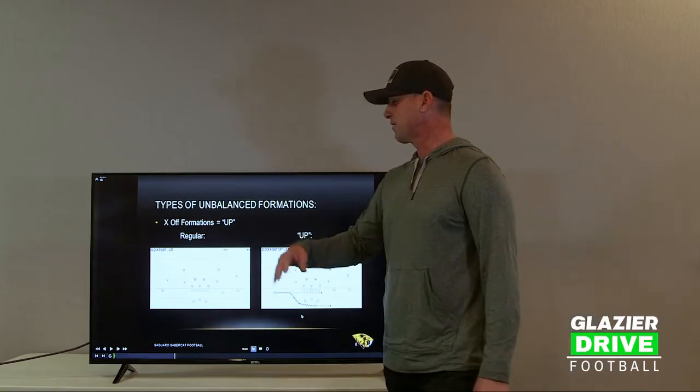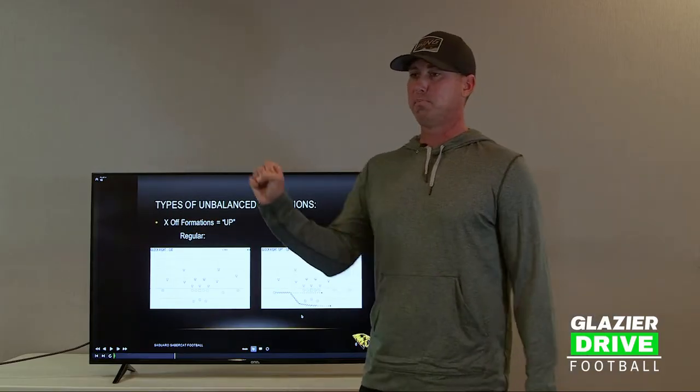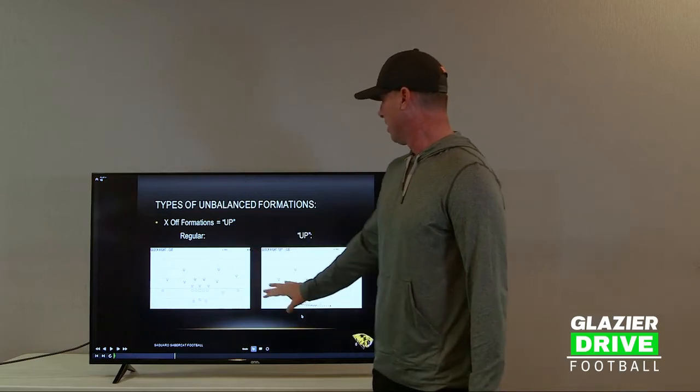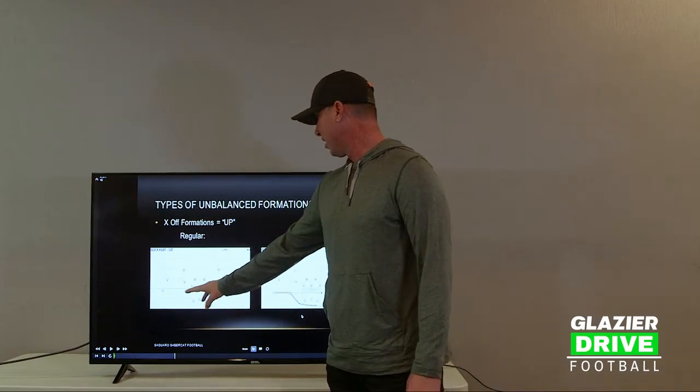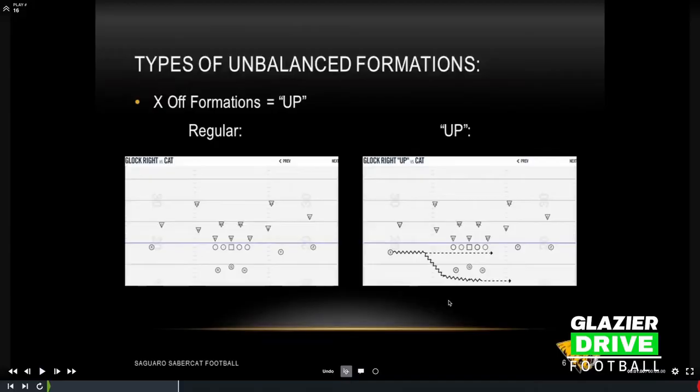Okay, the next form of unbalance that we like to do is just putting a receiver on the line. So I show right here in this clip a base 2-back formation for us. Our X and Z are on, our Y, who's our tight end, all right, is off. If we make an up tag, so if we call the same formation, Glock right is this. If I call Glock right up, it's telling the tight end to step onto the line, which now allows me to move my X off the line and be able to motion him.